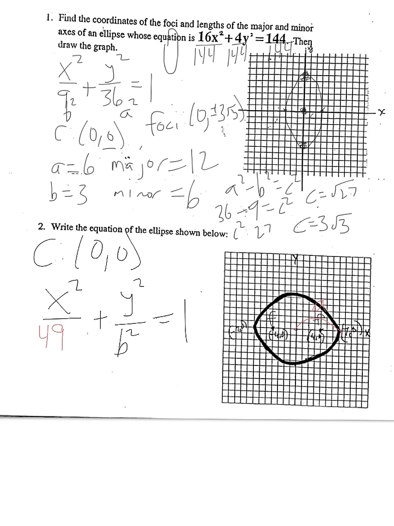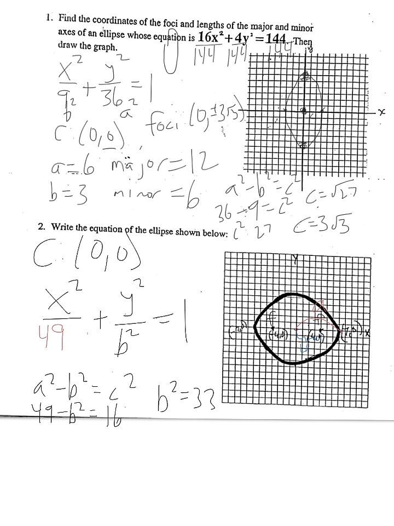Okay. We also know c is 4. c is the distance from center to focal point. So we have a, we know c, we can find b. We can use that little equation. a squared minus b squared equals c squared. We know a squared is 49. We don't know b squared. That's what we're looking for. And c squared is 16. So solve that, and b squared is 33.